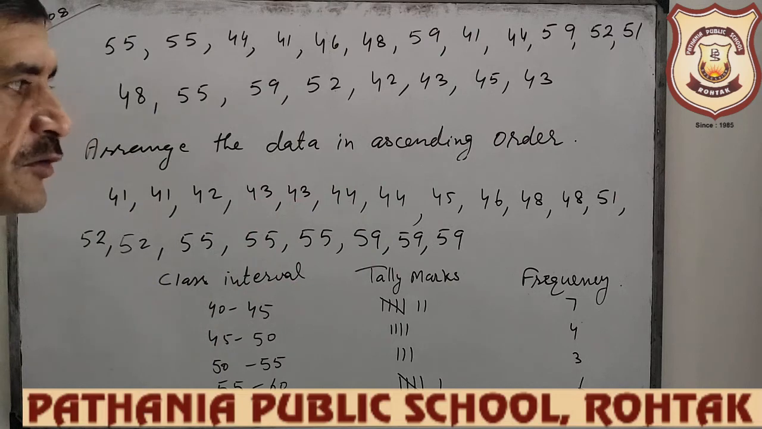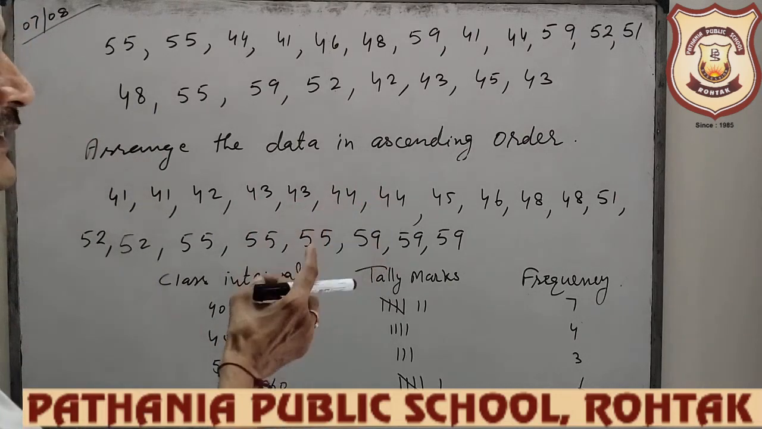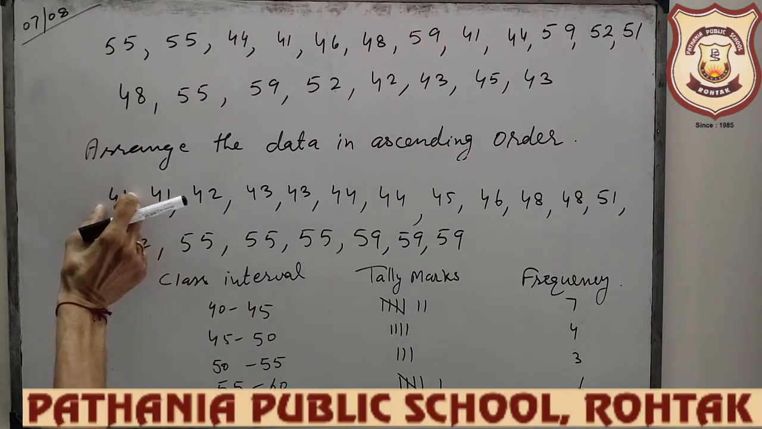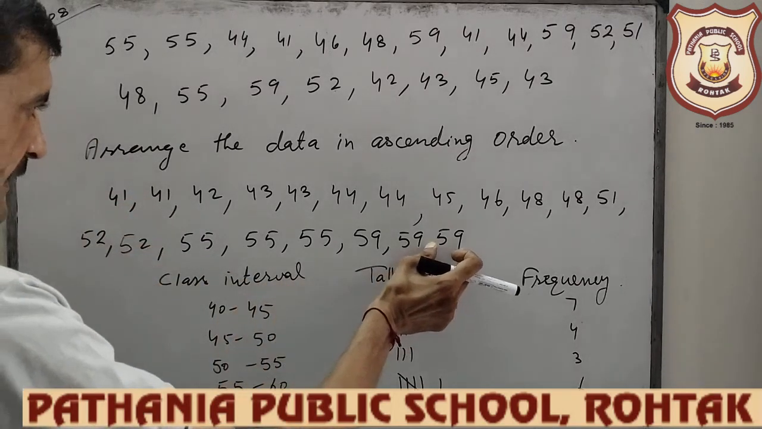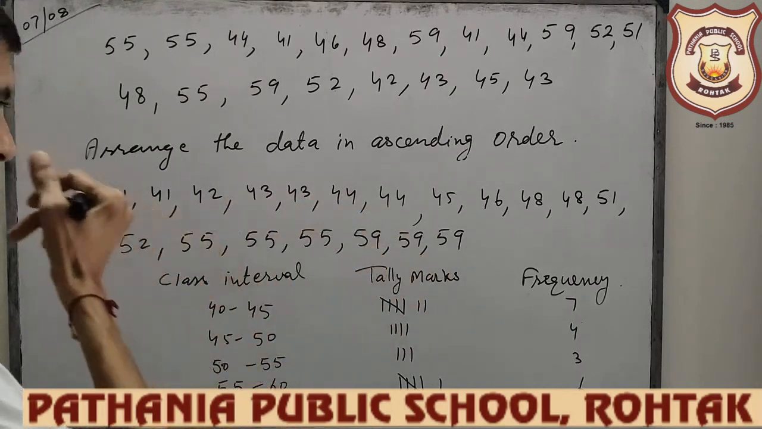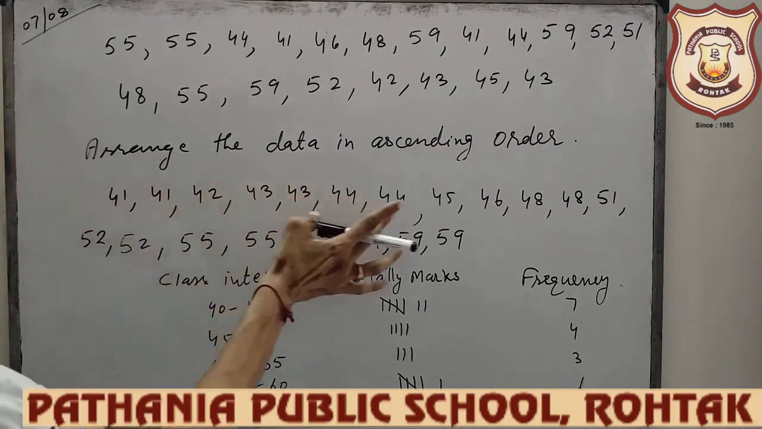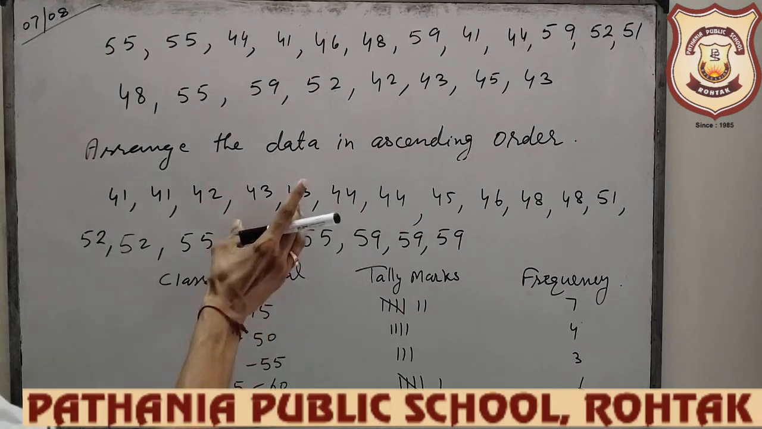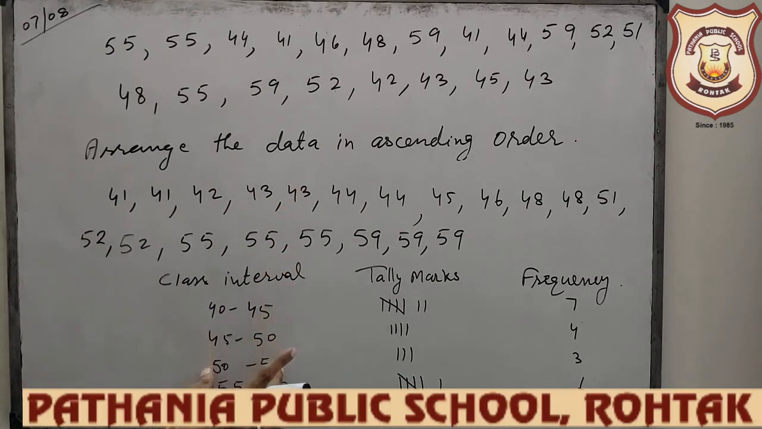Now what you have to do? You have to make class intervals. Class interval is like this. Suppose that the lowest value is 41 and the highest is 59. So divide this data into parts like 40 to 45, then 45 to 50, 50 to 55, 55 to 60. Divide like this into 4 or 5 or 6 intervals. These are called class intervals.